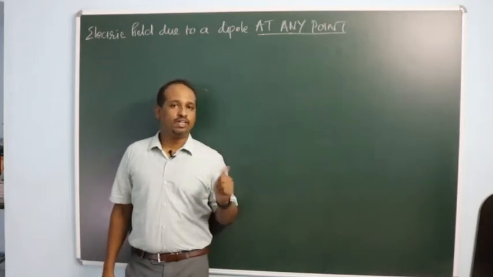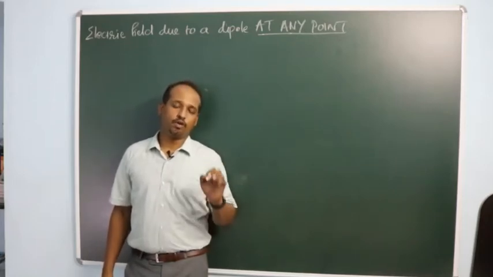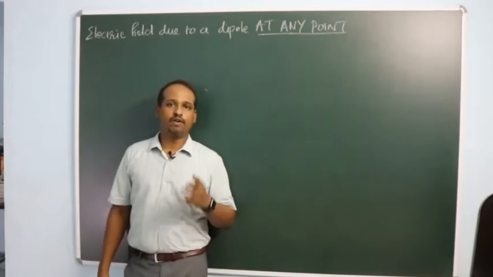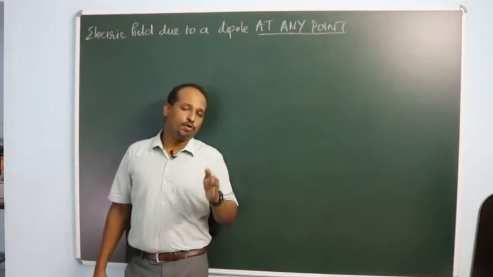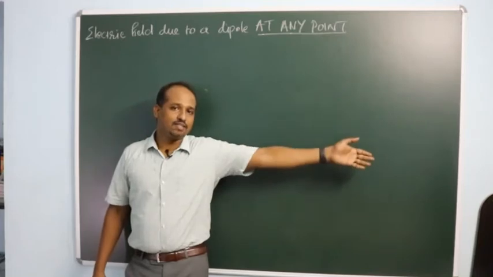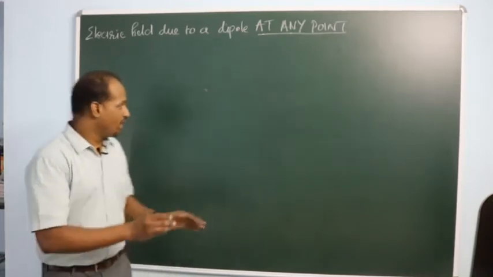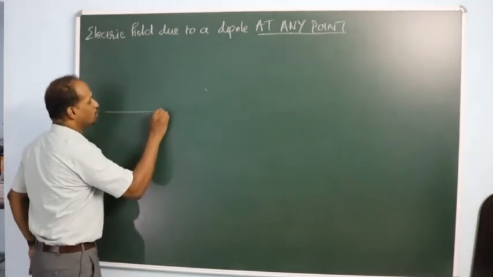We are going to now derive the electric field due to a dipole at any point. At the start of this chapter, we found the electric field due to a dipole at a point on its axial line and at a point on its perpendicular bisector. That means you can find the electric field based on those derivations.